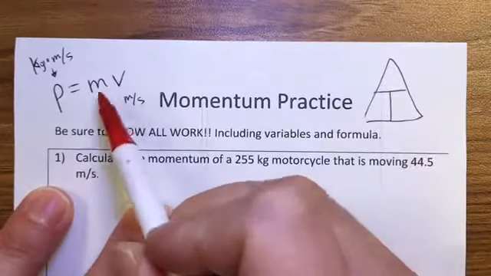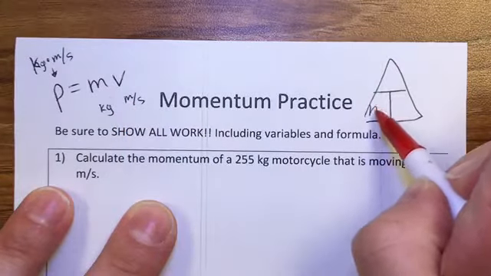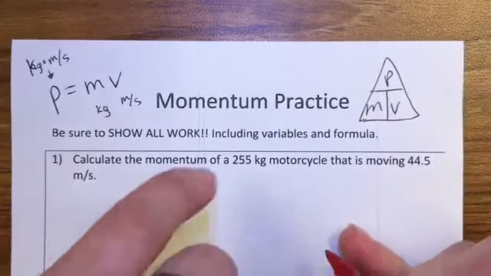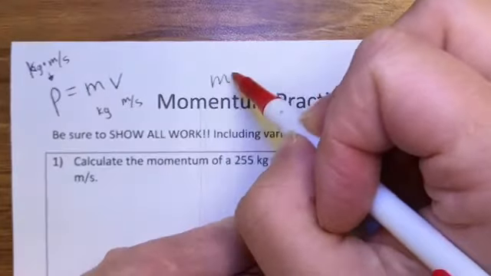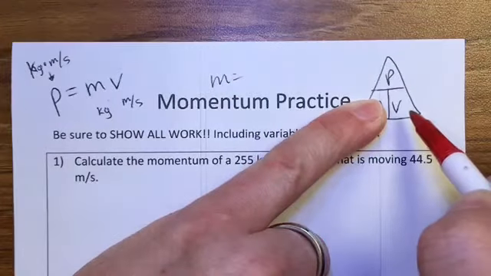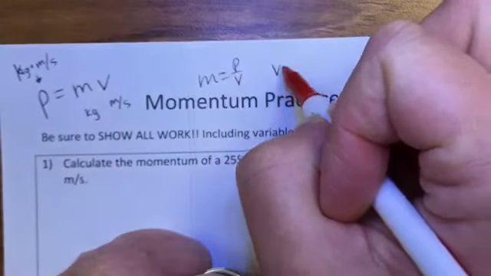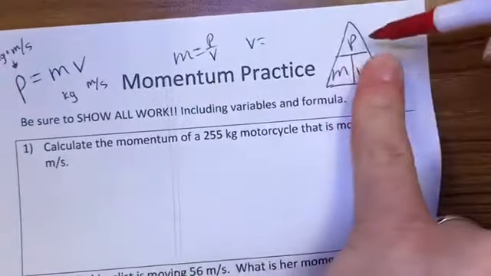Triangle: M and V are side by side, so they're going to be side by side in the triangle, with P on top. So rearranging this formula, simply, M is equal to momentum over velocity, and velocity is equal to momentum over mass.